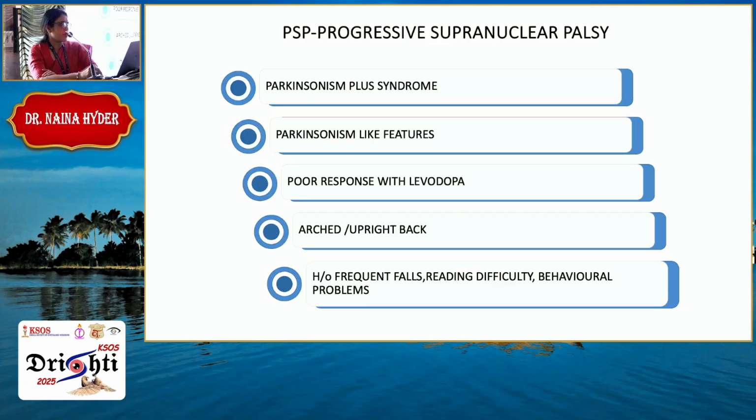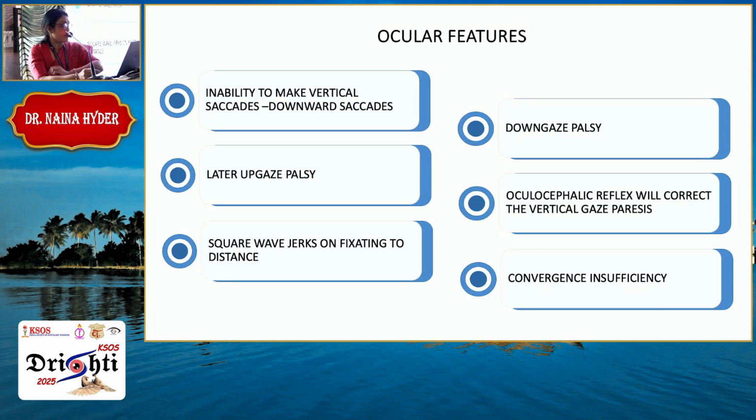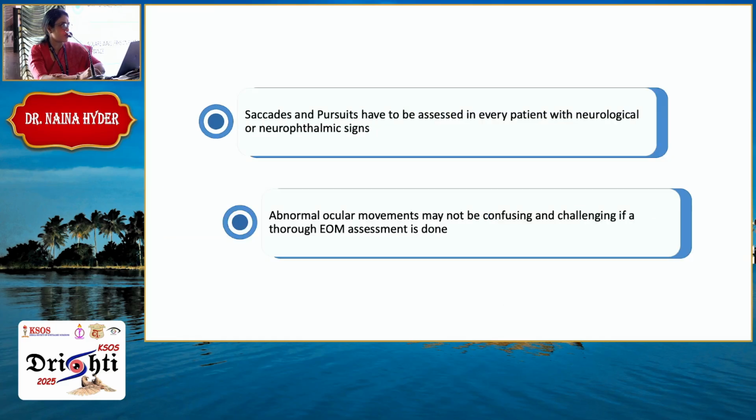So another condition is progressive supranuclear palsy, and you have Parkinsonism-like features which make the patient unable to have a down gaze. So the patient has difficulty in reading, and he's not able to climb steps. So these are the usual conditions, that is the INO, the Parinaud's, and the progressive supranuclear palsies, which can come to you.